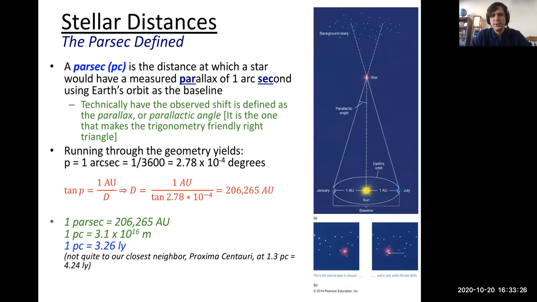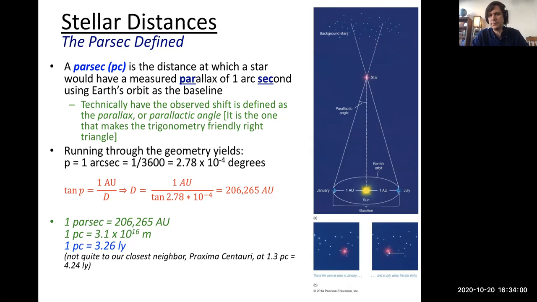All right, so this distance, 1 parsec, is less than our closest neighboring star, which has a distance of 1.3 parsecs or 4.24 light years away, which means that even our closest star, its measured parallax is less than 1 arcsecond. The distance is greater, so the measured parallax would be smaller.